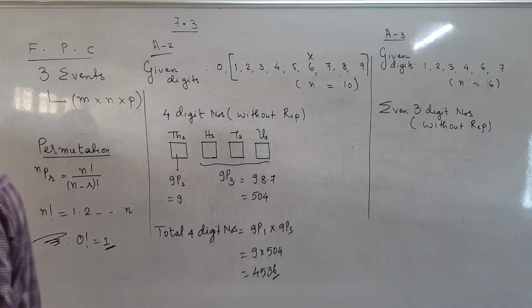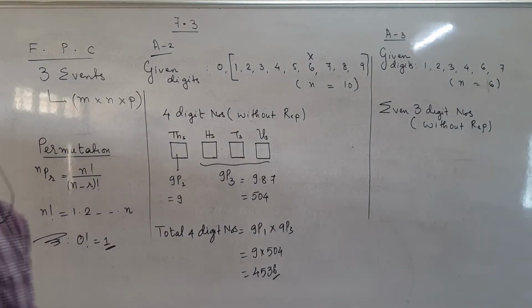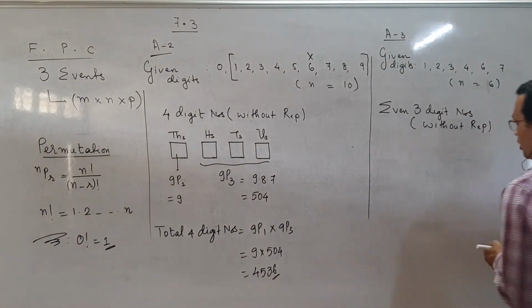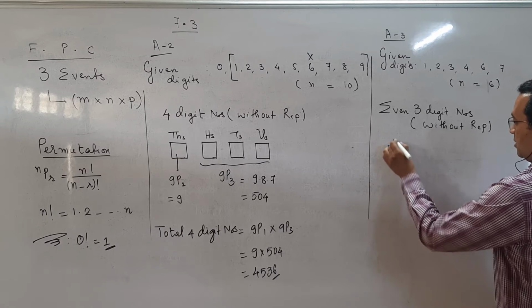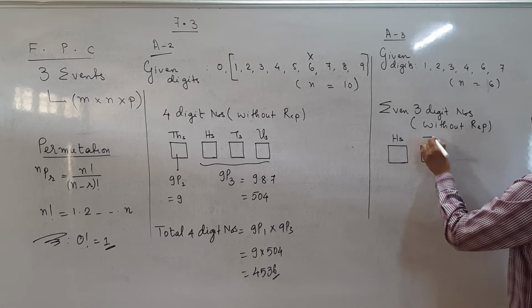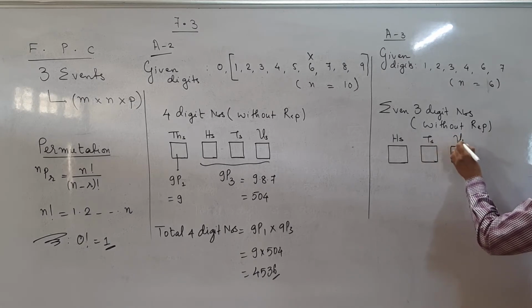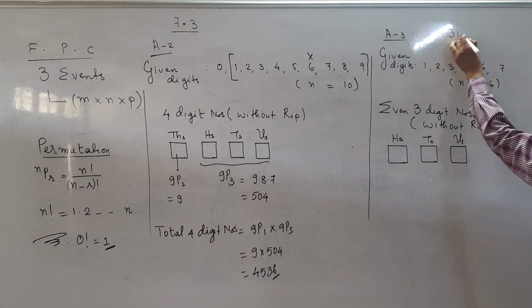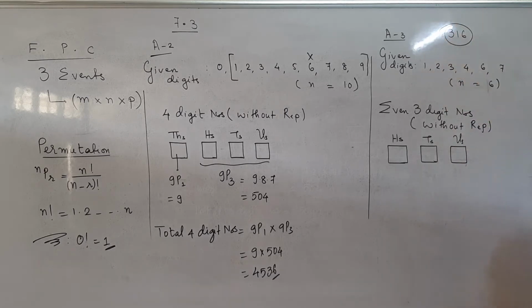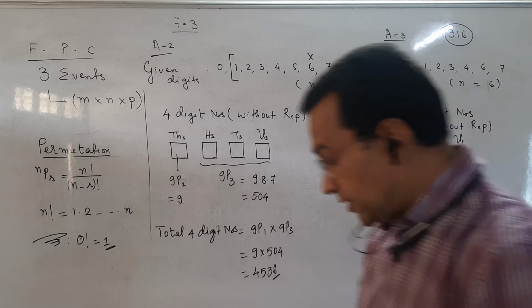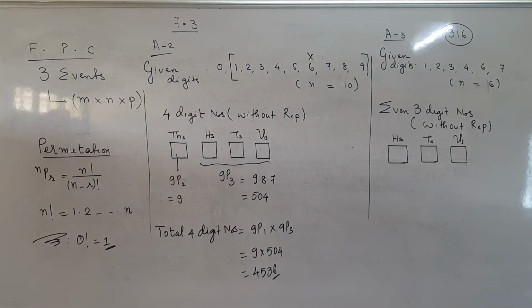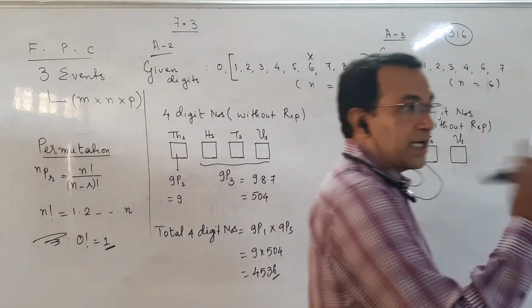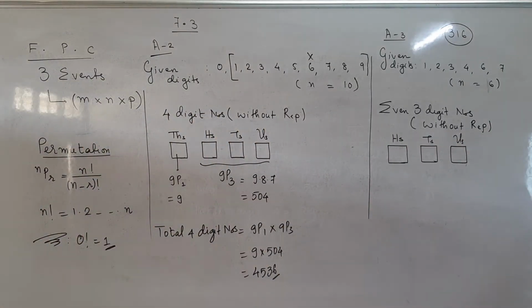This type of sums forms the core concept of JEE. Students, 3-digit numbers, so I will draw 3 boxes and write hundreds place, tens place, and units place. Now, how will you know that a number is even of 3 digits? Suppose I write 316, it is an even number. How will you know that this number is even? A number is even provided its units digit is even. A number of any digit is categorized as even number provided the units place is even.